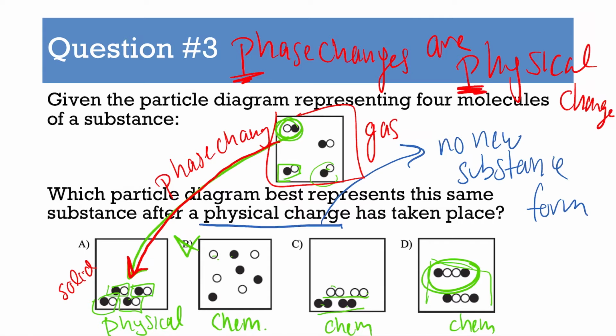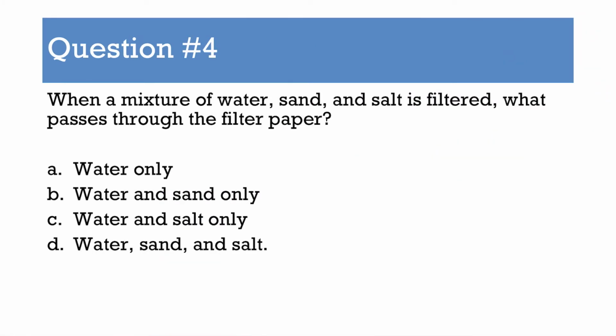Okay, moving on. Number 4, when a mixture of water, sand, and salt is filtered, what passes through the filter paper? So it might help if you draw yourself a little picture. Here is a beaker of stuff. Sand collects at the bottom. So there is your sand.